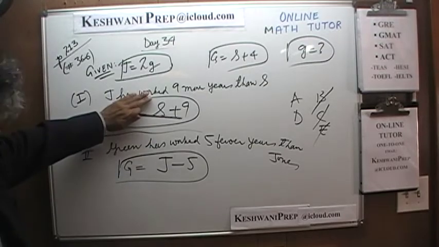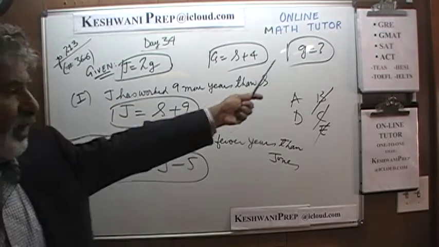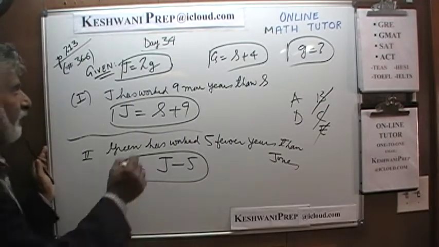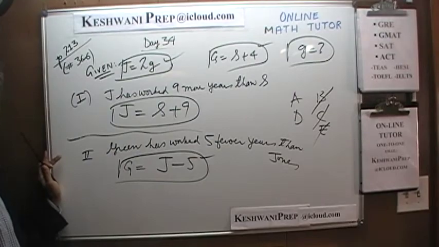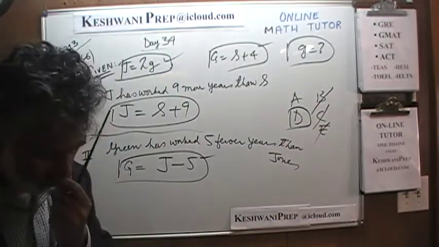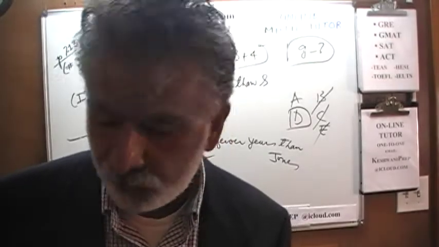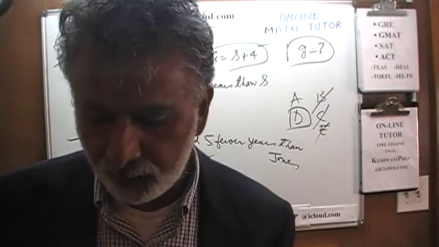Now, we're not looking at the first statement. We're just looking at the second statement by itself. Can we figure out what G is? The answer again is yes, because we have 3 independent equations. 1, 2, 3. Therefore, we can answer G. The answer to this question is D. And that is all you should do in the real exam. Nothing more than that. Anything more than that is a waste of time.